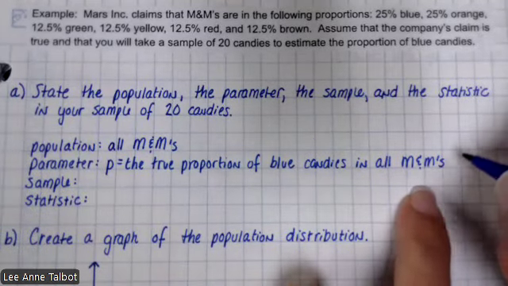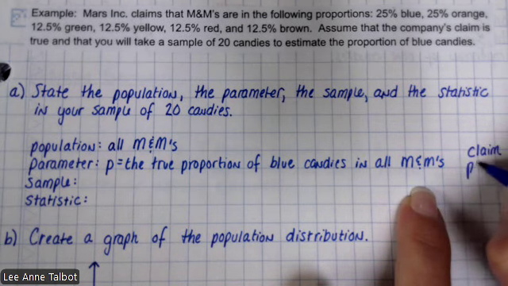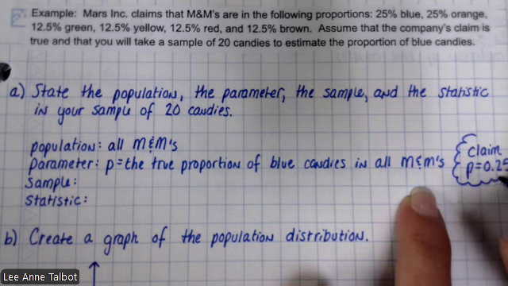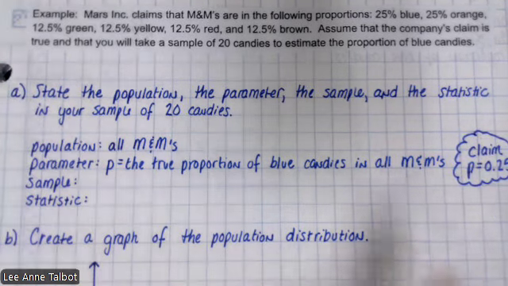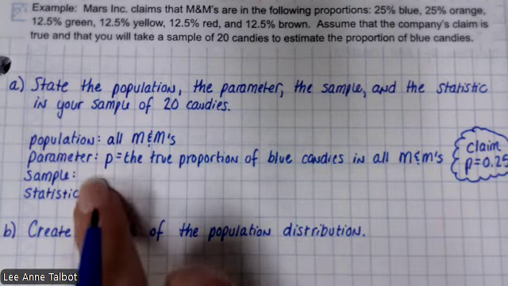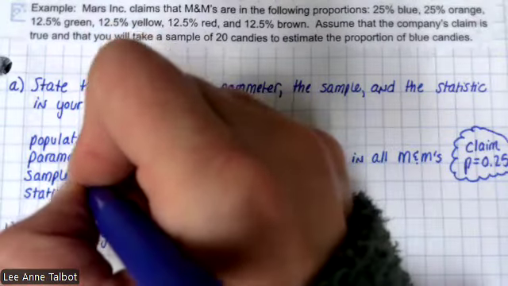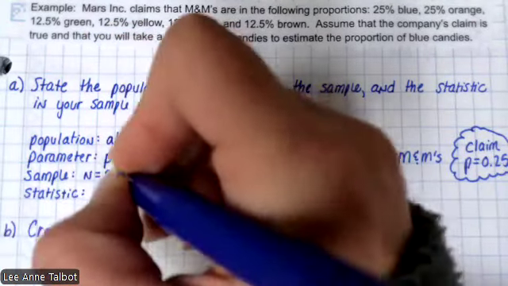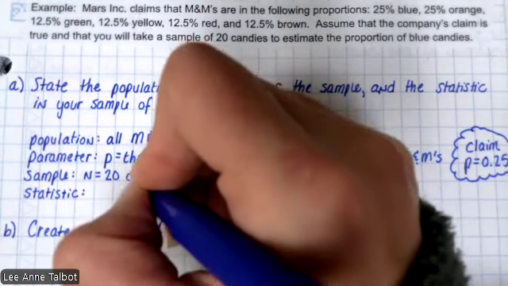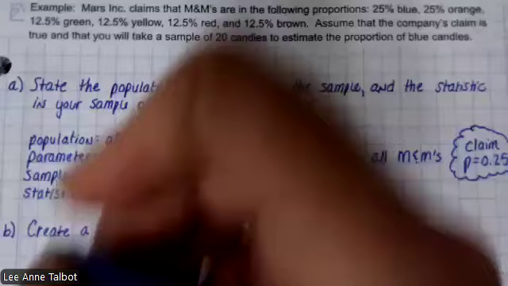So what's the claim? Yeah, 25%. I'm just going to put that off to the side. The claim from the company is that P equals 0.25. We're suspect of that, so we're going to do our own investigation. Okay. The sample is n equals 20 candies.